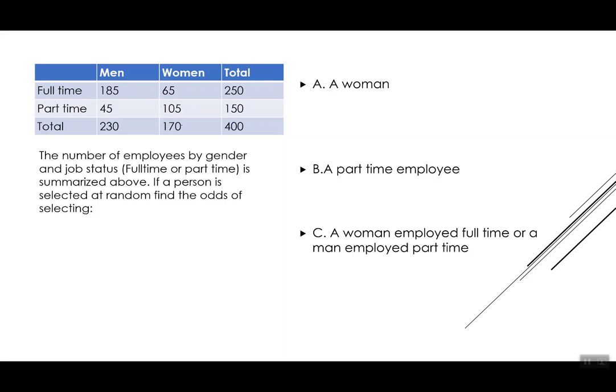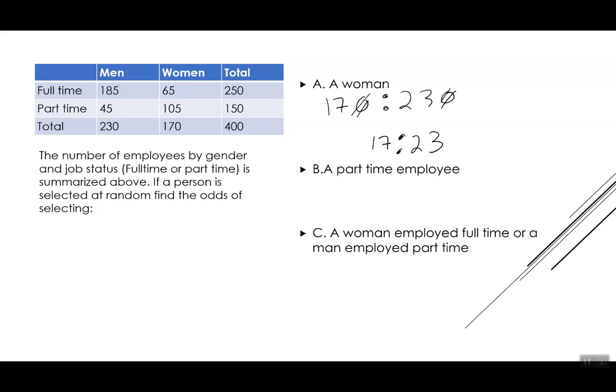So looking at the chart, I can see there were 170 women. So I want to put the 170. And then what would not be a woman would be if we select a man. We can simplify this, kind of just get rid of the 0. So now I have my odds of selecting a woman from this group as 17 to 23.